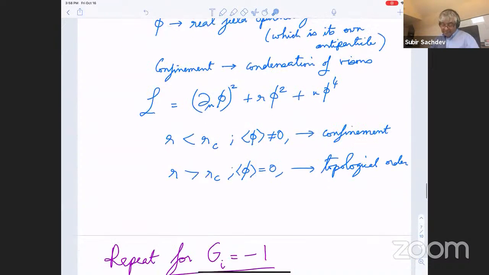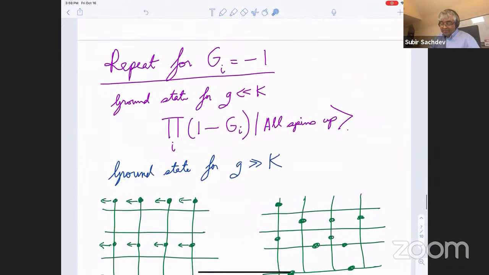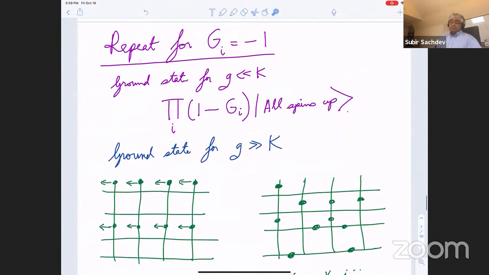Okay, in the last 2 or 3 minutes, I want to make some important remarks about the other case, which is actually the case that started this whole game. That's the case for bosons at half filling, GI equals -1. All right, so you can repeat everything I said for GI equals -1, and then you find that actually there are some differences.